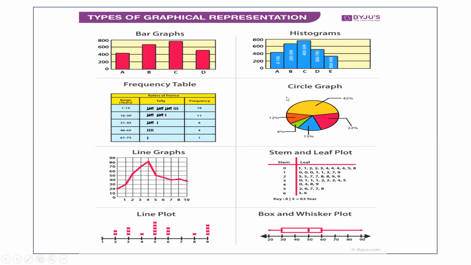And we have also seen the figures of the different graphs. So this is the bar graph, this is the histogram, frequency table, circle graph or pie chart, line graph, stem and leaf plot, then line plot, and box and whisker plot.